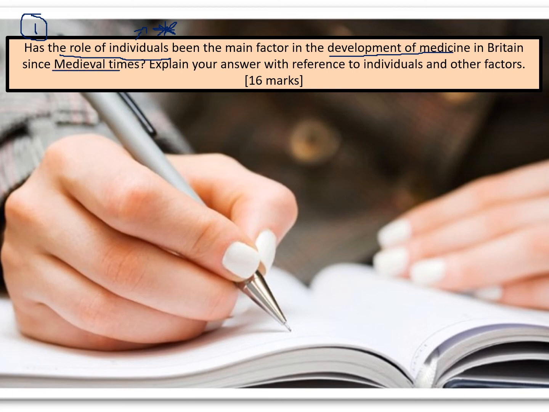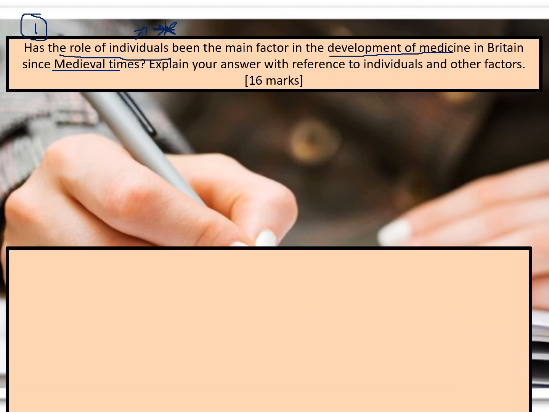It'll always say something like that because they don't want to narrow the question. They want you to show knowledge of this 1,000 years of history that we have been studying. So you would have to write about individuals no matter what for your first paragraph, and then after that you could pick whatever 2 other factors you wanted for that question.